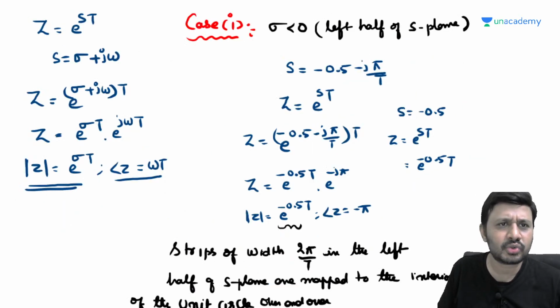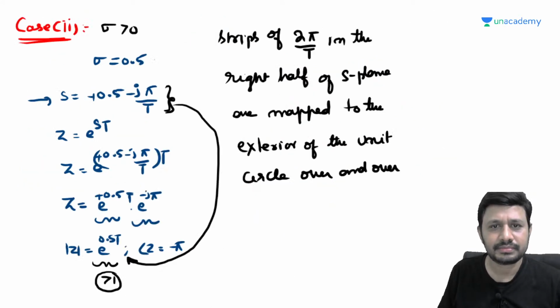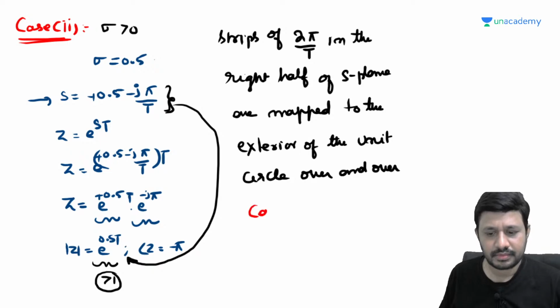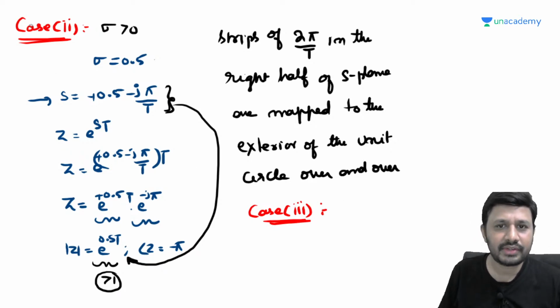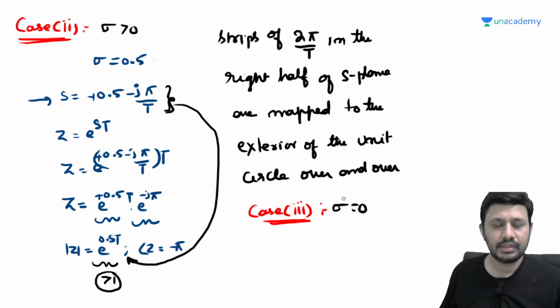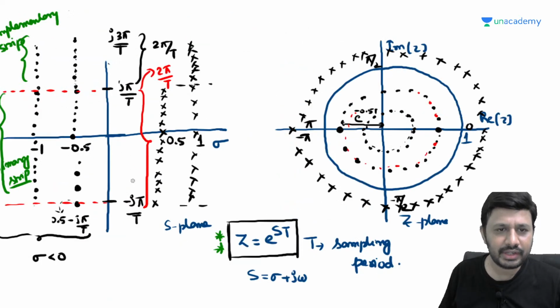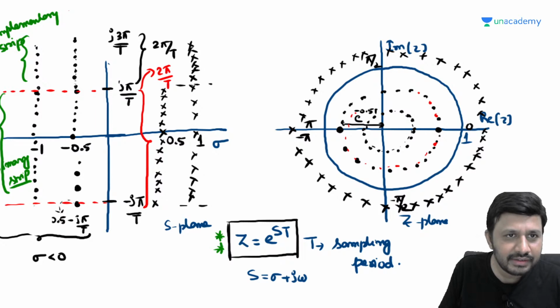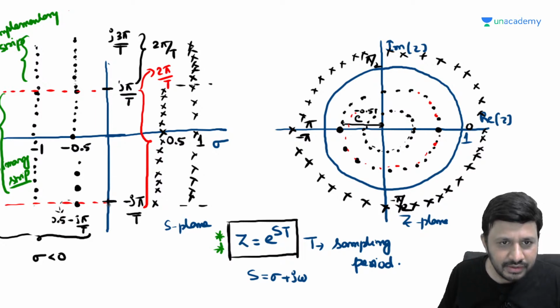The last case is the smallest one, case 3, sigma is equal to 0. If this case is completed, we can complete this Z transform. Any guess? Sigma is equal to 0. Again you have to increase here. Sigma equal to 0 means substitute this value, this value.